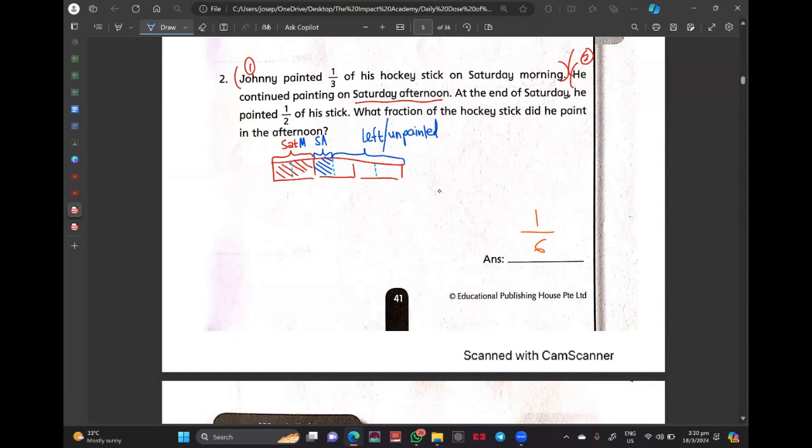Okay, very good. Now, the question goes on to say, what fraction of the hockey stick did he paint in the afternoon? And therefore, your answer has to be 1/6. And how do I get that? Because for afternoon, I look at just this part, which says SA.